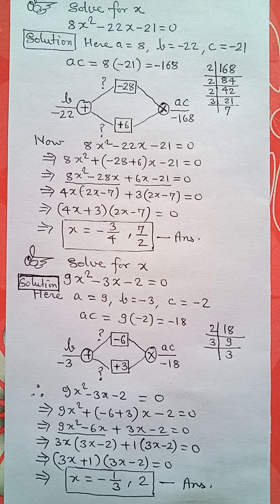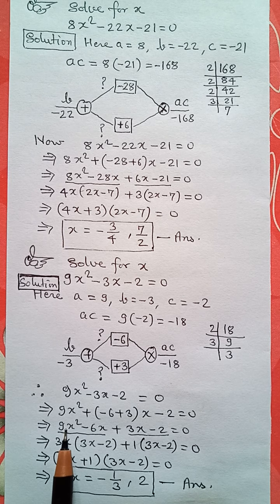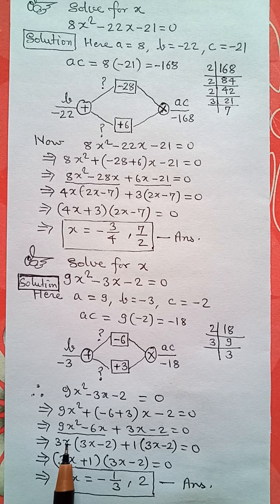Again grouping the terms and taking the highest common factor. Here 3x is the highest common factor of these two terms. Therefore 3x times 3x minus 2 plus 1 times 3x minus 2 is equal to 0. Now 3x minus 2 is a common factor of this term and this term. Therefore, taking it outside, 3x minus 2 multiplied by, here it is 3x, here it is 1. 3x plus 1 is equal to 0.